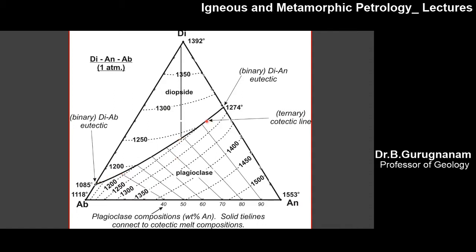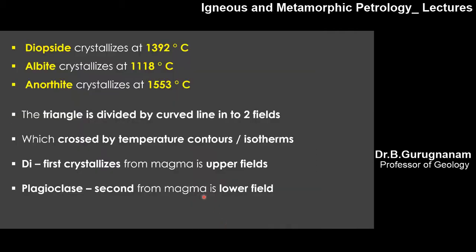So at this temperature, diopside and anorthite of higher concentration will form. Albite is very less. Here albite concentration will be more, and comparatively diopside and anorthite will be less. At this point, as and when magma touches from here to here or here to here, this is a very, very important line. That is called the ternary cotectic. It means three compositions will form together, plagioclase composition. So at this point it will form everything together. That's why they have given plagioclase composition with 50%.